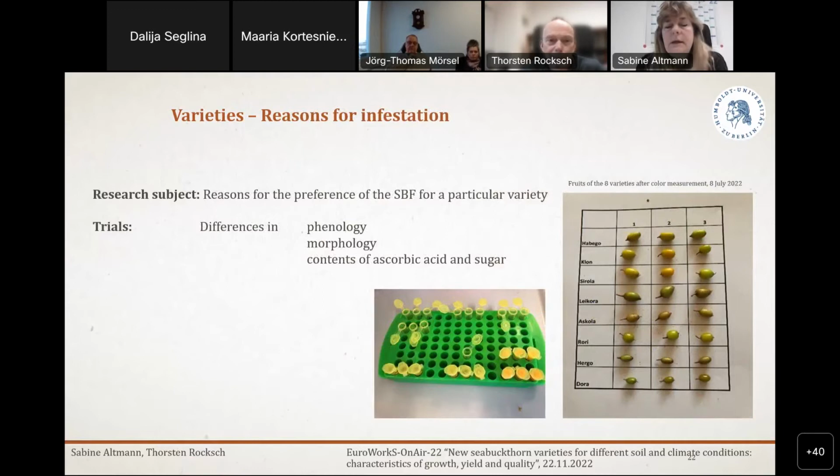Of course, we also wanted to find out the reasons for the preference of the sea buckthorn fly. So we made trials according to the phenology, the morphology, and the constituents of the fruits or the varieties, and there the contents of ascorbic acid and sugar. Just to give you an impression, on the right side you see 3 fruits of each variety on the date of the 8th of July, and I think you can perfectly see that they are really different according to shape, size, and also color at that date already.